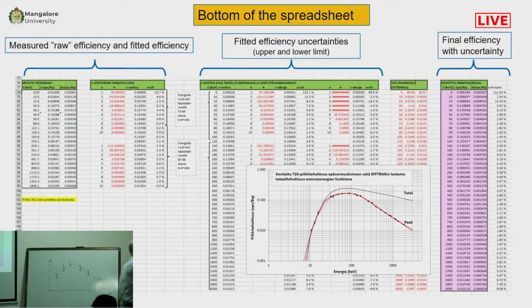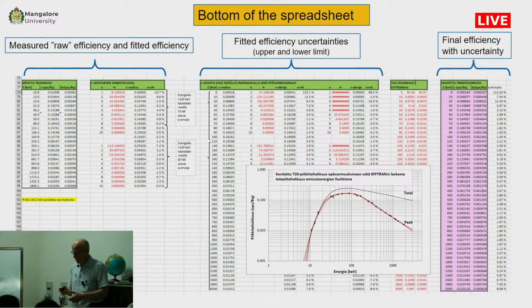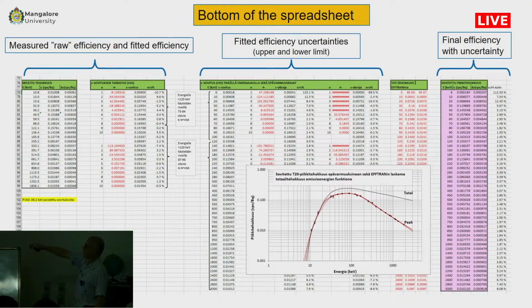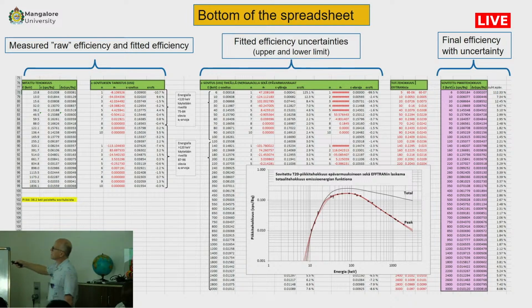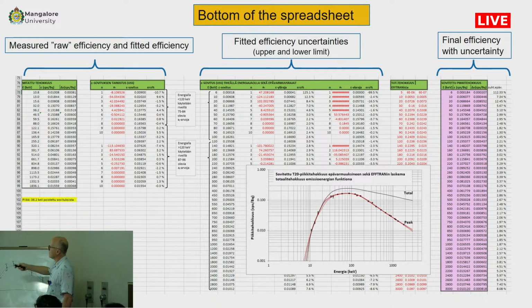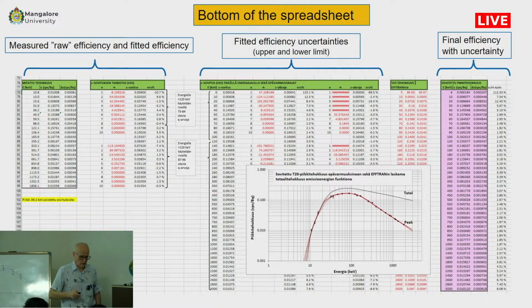Because sometimes the fitting process is quite mathematically difficult to do. So the final efficiencies are here as a function of energy. In this case, starting from the energy of 6 keV and ending up to 3 MeV.